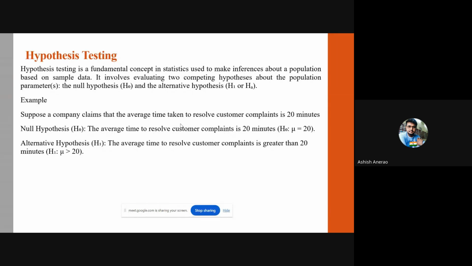Again, in this case, what is our null hypothesis? The null hypothesis is that the weight of that biscuit packet is 60 grams. Okay, and the alternative hypothesis is that the weight of that packet is not 60 grams. So this is the hypothesis, and this is another example related to hypothesis testing.